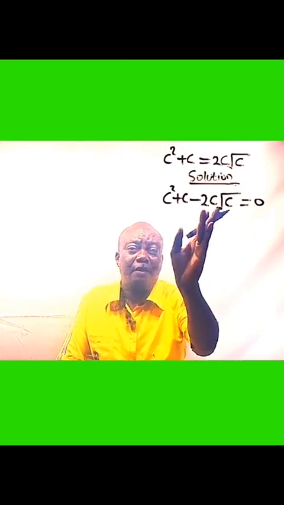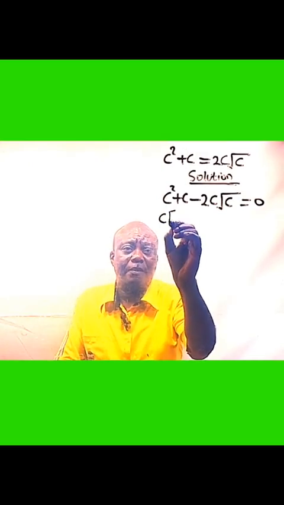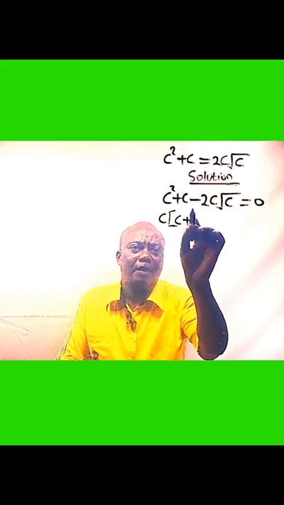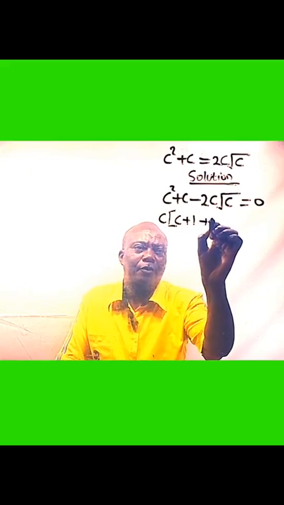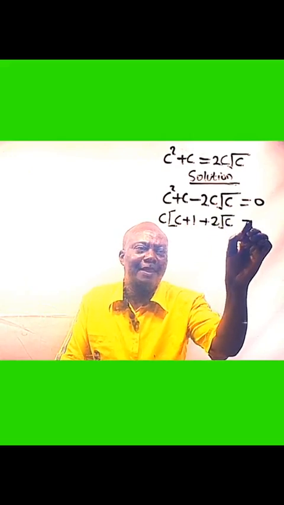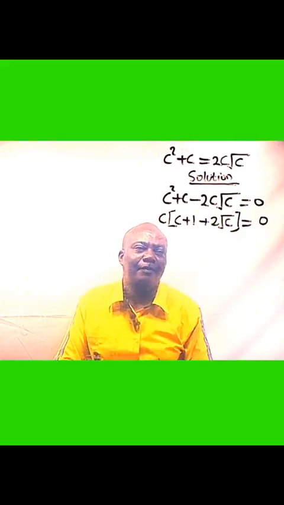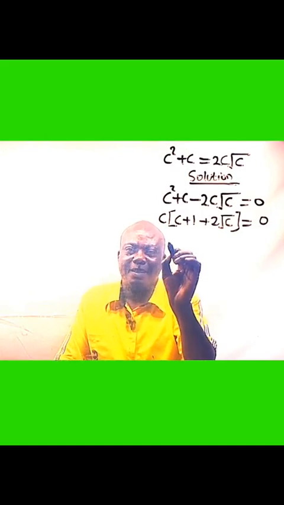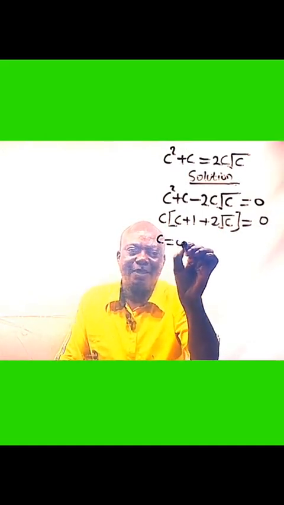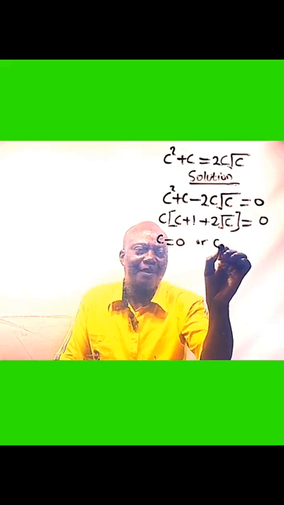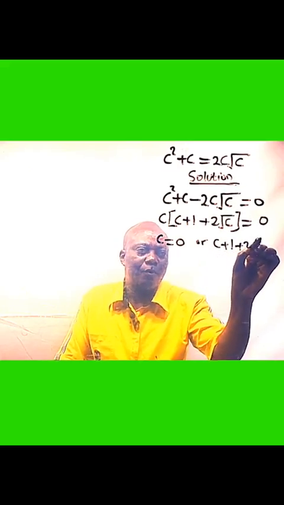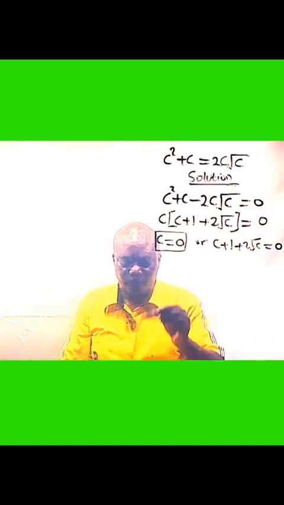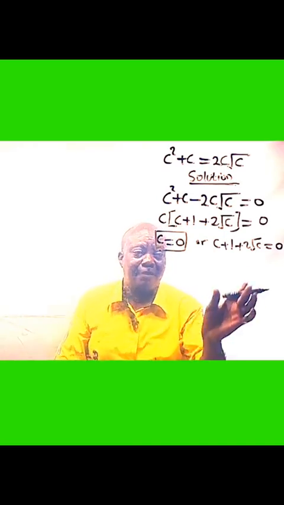So from here, you can factor out C. That means C into (C plus 1 plus 2 root C) equals to 0. That means this times this equals to 0. This means either C equals to 0 or C plus 1 plus 2 root C equals to 0. So we have gotten our first solution. C is 0. So remaining this one now.